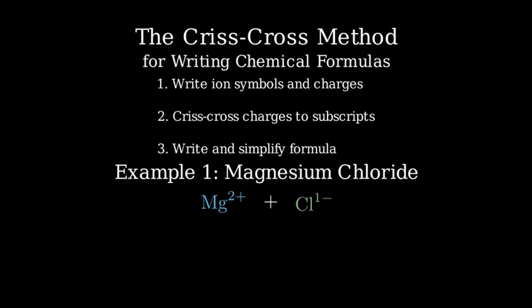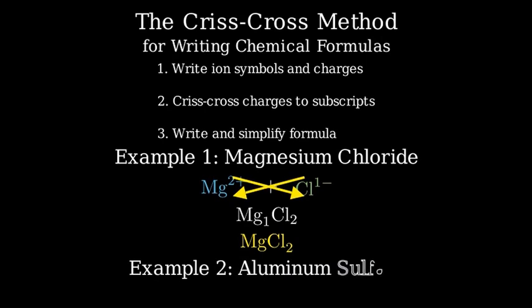Now, let's crisscross these charges. The +2 from magnesium crosses over to become chloride's subscript, and the -1 from chloride becomes magnesium's subscript. In our final step, we can simplify this formula by removing the subscript of 1, giving us MgCl2 as our final formula. Let's try a more complex example.